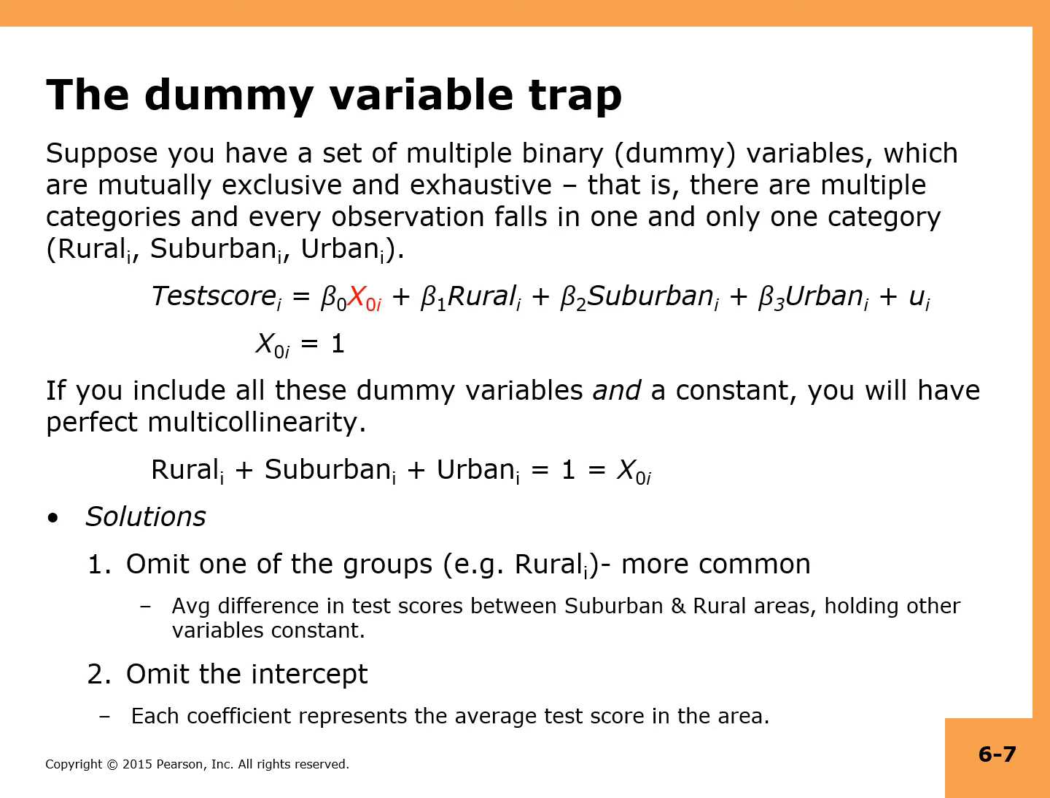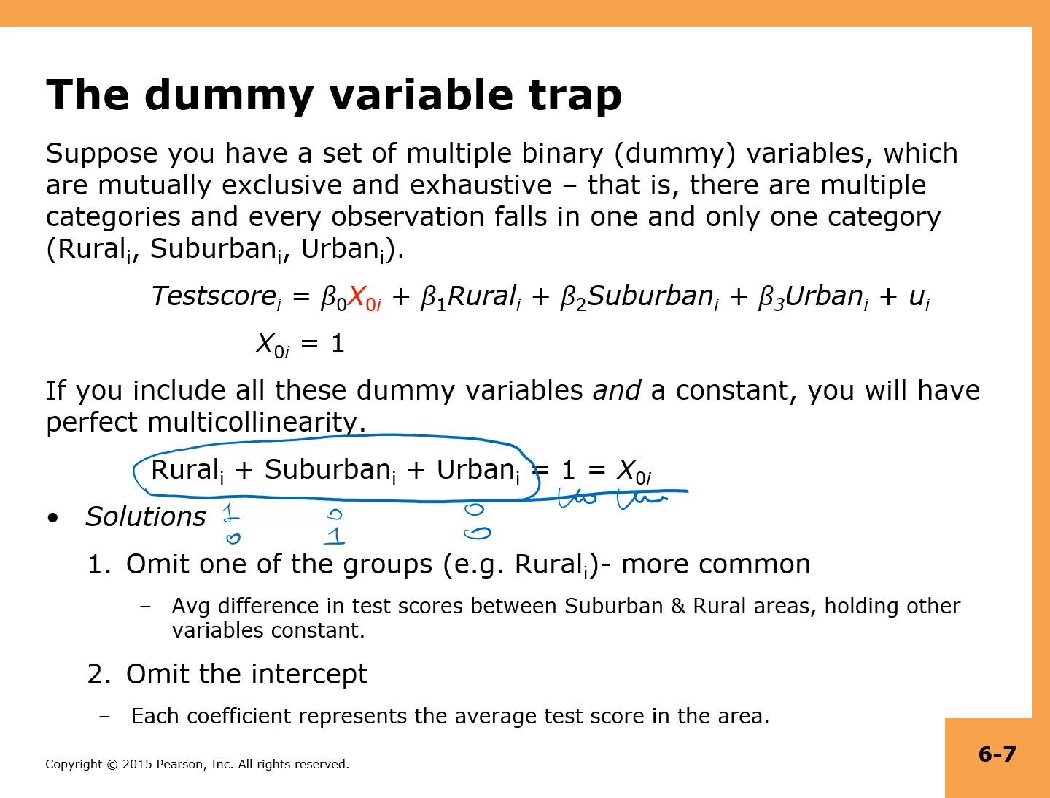So if you include all of these dummy variables and the intercept or constant, beta 0, then you have a multicollinearity. The reason is that the regressor of the intercept, x0i, is equal to 1, and the sum of all of the dummies is always equal to 1. When you have a district that is rural, you're going to have 1 for rural and 0 for suburban and urban. When you have a district that is suburban, then you're going to have 0 for rural, 1 for suburban, and 0 for urban. So no matter which observation you have, the sum of all of them would always equal 1, which is the regressor of the intercept. So basically, you have a perfect multicollinearity.